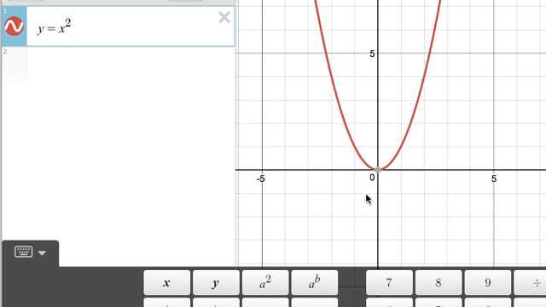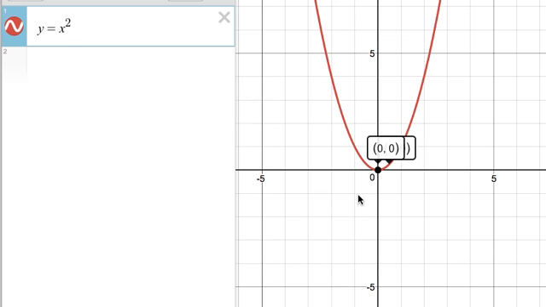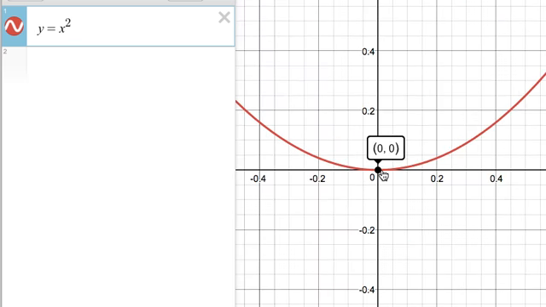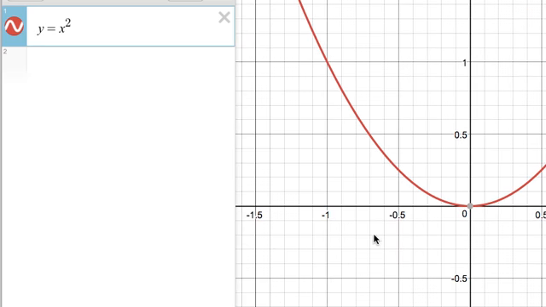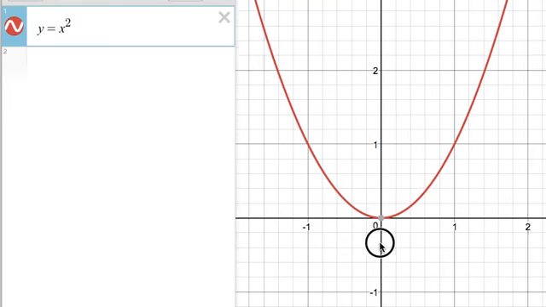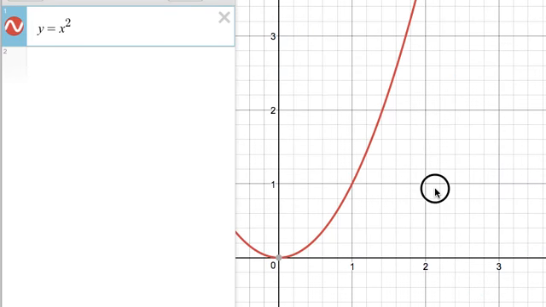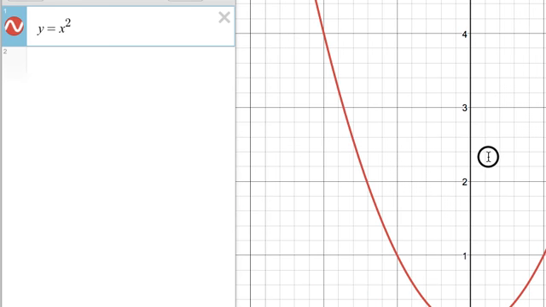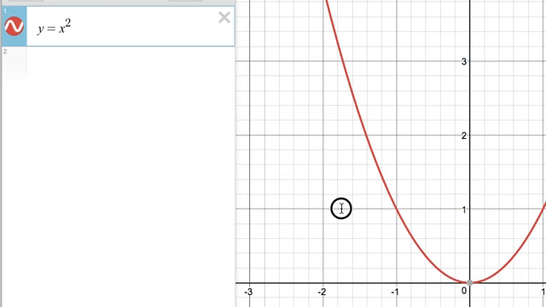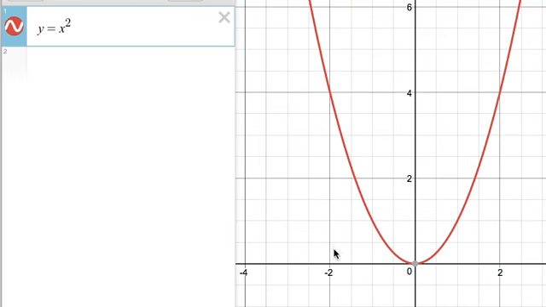the graph. The vertex is at point 0, 0, and if you notice, as I go 1 unit to the right, I go up 1 unit. It's symmetric, so 1 unit to the left goes up 1 unit as well. If I go 2 units to the right, then the graph goes up to 4. And again on the left, 2 units to the left, the graph goes up to 4.